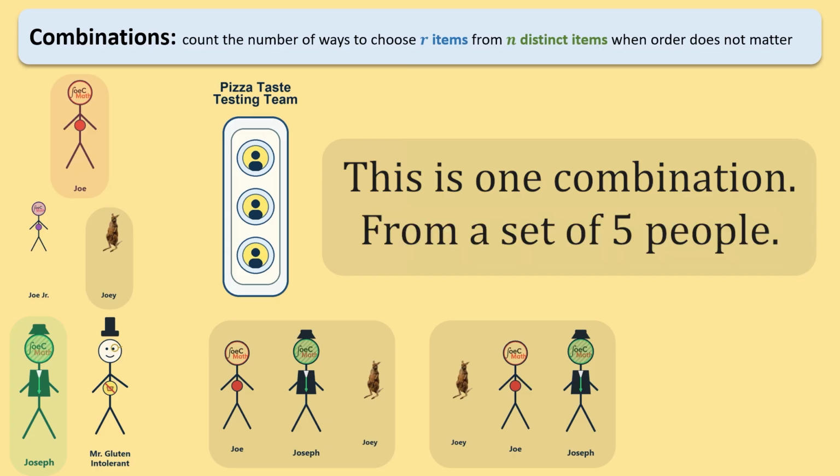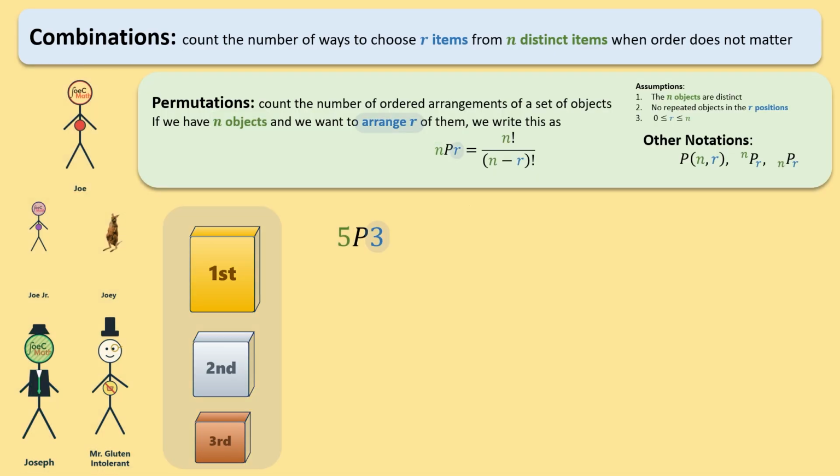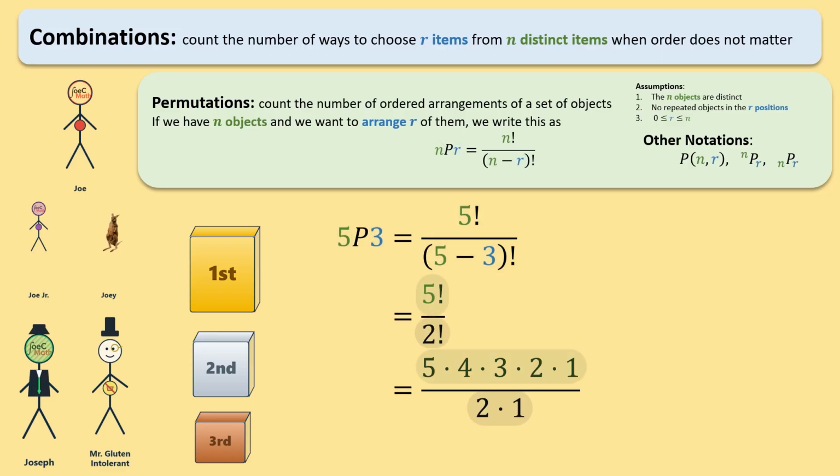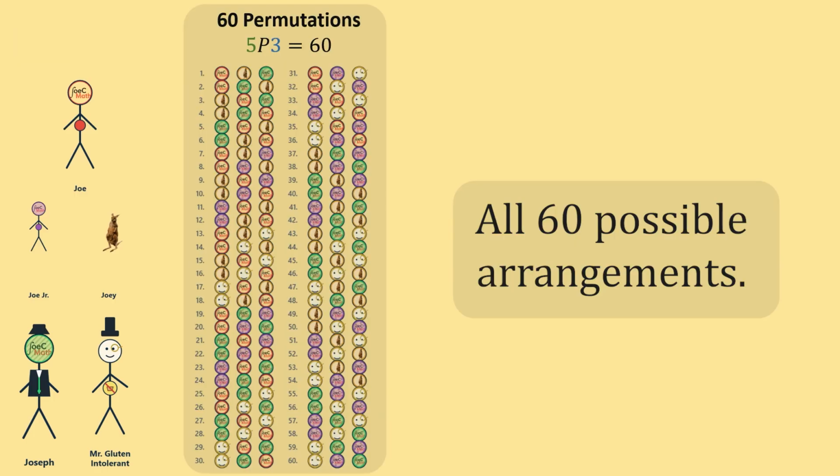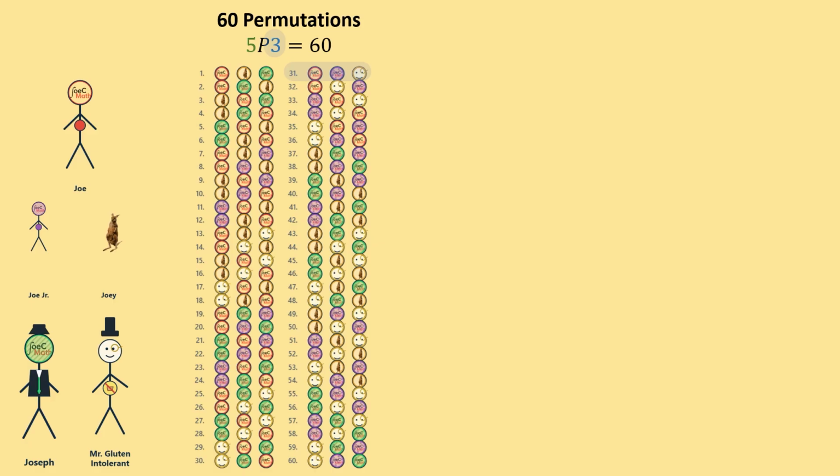Let's compare this to permutations. If we used 5P3, we would be counting all possible arrangements of 3 people chosen from the 5. The formula for permutations is nPr equals n factorial divided by the quantity n minus r factorial. 5P3 would be 5 factorial divided by the quantity 5 minus 3 factorial, which is equal to 5 factorial divided by 2 factorial. We write out the long form of the factorial, and we cancel out the 2 times 1, and we're left with 5 times 4 times 3, which equals 60. So there are 60 arrangements of 3 people from a set of 5 people.